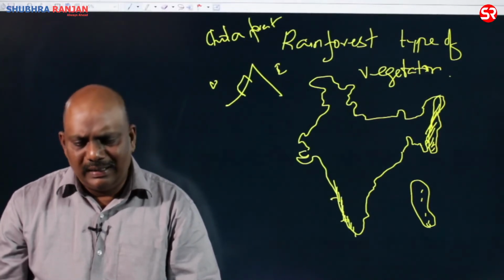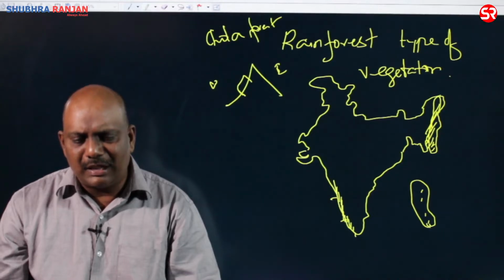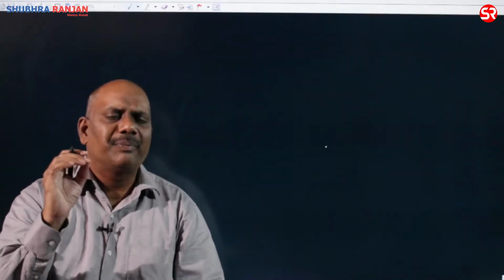So in a rainforest like vegetation, because of very high rainfall, there will be a luxuriant growth of vegetation. And trees, right, generally trees will be multi-layered. There will be competition between the trees.